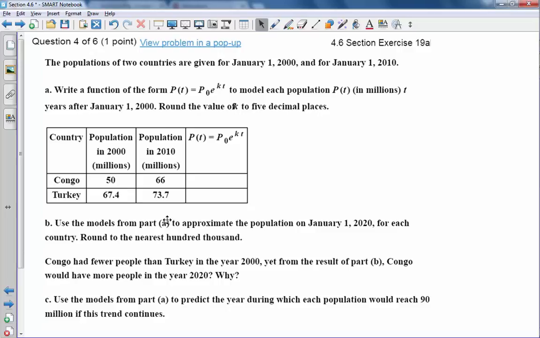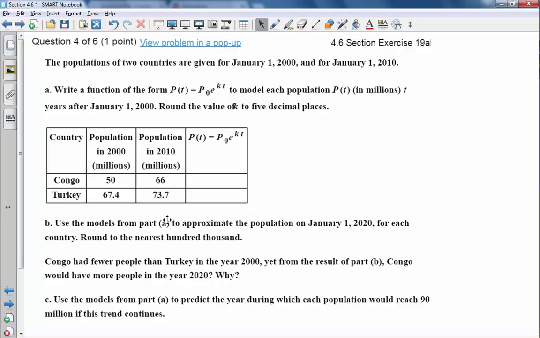Population is growing. This time there is a chart comparing population growth of two countries. From January 1st, 2000 to January 1st, 2010, exactly 10 years, how much did the population change? Congo changed from 50 million to 66 million. Turkey changed from 67.4 to 73.7 million. Okay? So there is some growth in both. We are wondering how big that growth rate K is for each country.